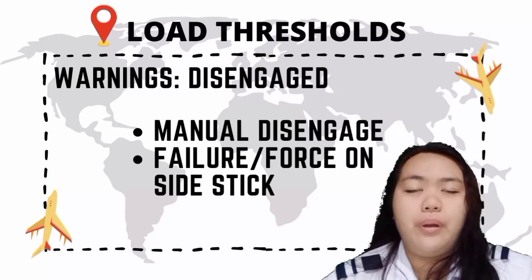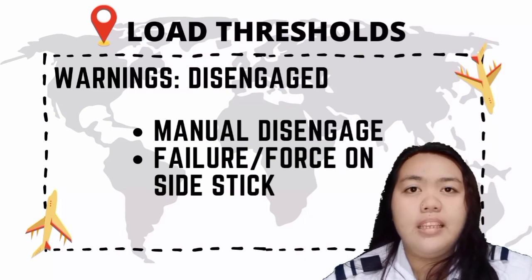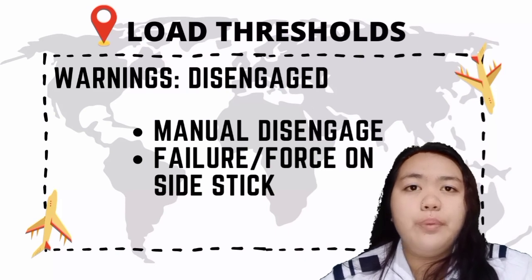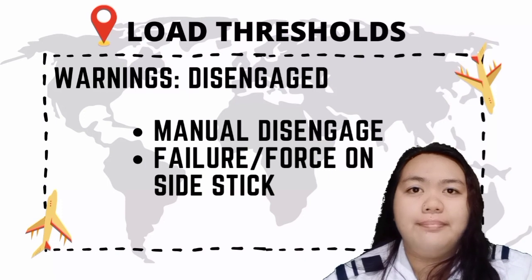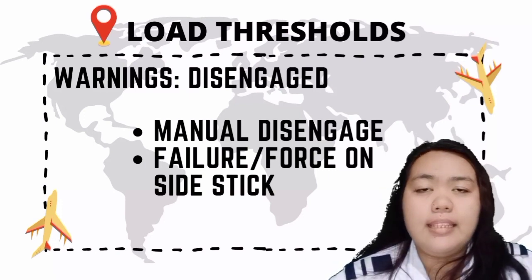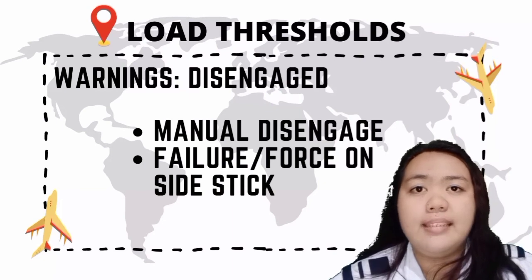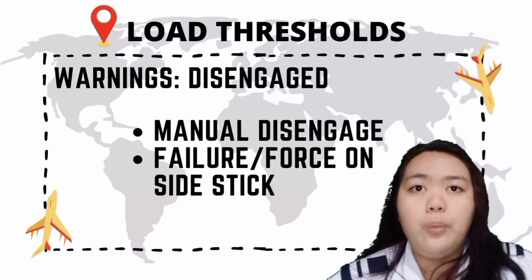Warnings are provided when the autopilot is disconnected or disengaged. When the autopilot is disengaged manually by pushing the takeover push button on the side stick, temporary visual and audio warnings will alert the pilot. If the autopilot is disconnected or disengaged due to failure or a force on the side stick, continuous visual and audio warnings will alert the pilot until the instinctive autopilot push button is pressed to cancel it.